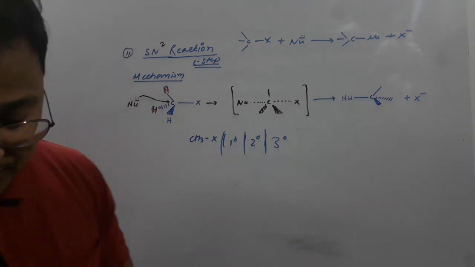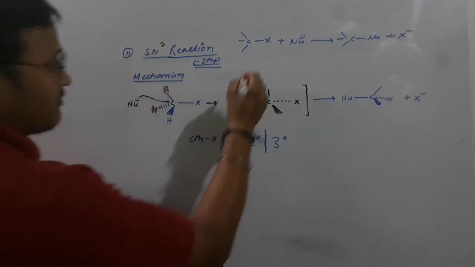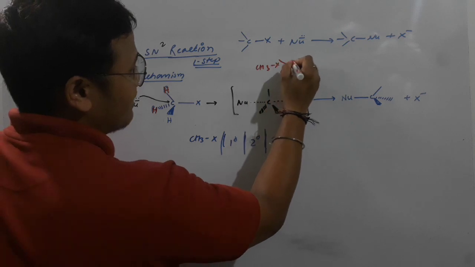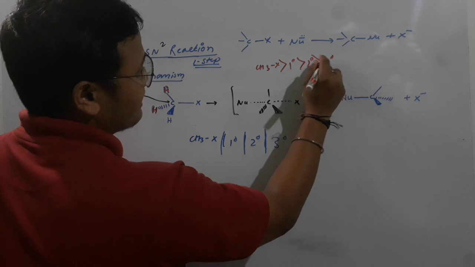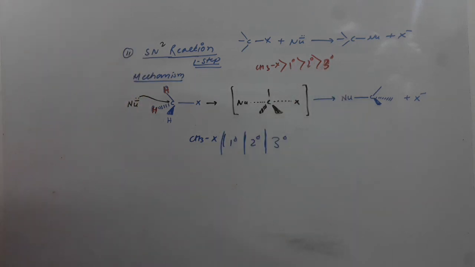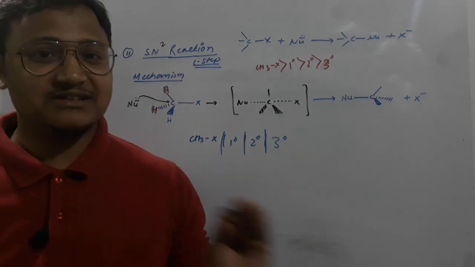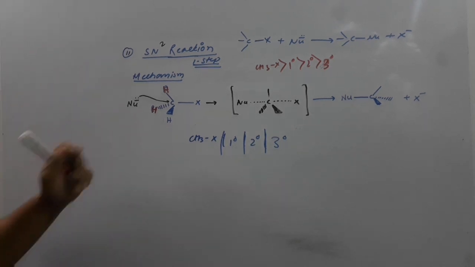So what I am supposed to say here is that in case of the SN2 reaction mechanism, methyl halide, then 1 degree, then 2 degree, then 3 degree alkyl halide will be the order in which the reaction proceeds. So it is opposite to our SN1 reaction. I think you have got these things very clearly. So this is all about this.